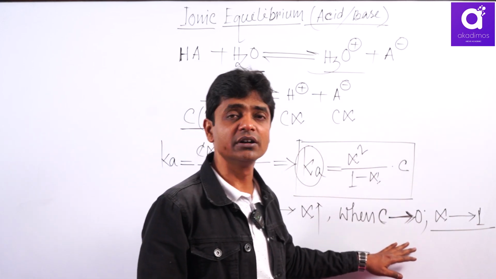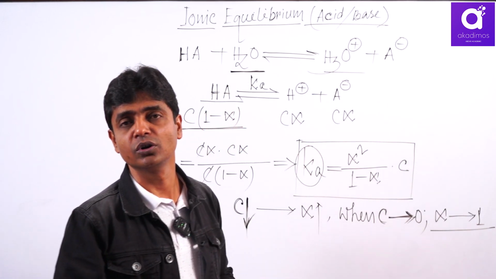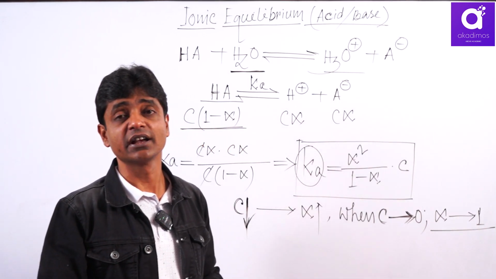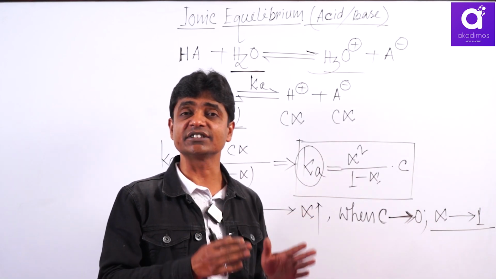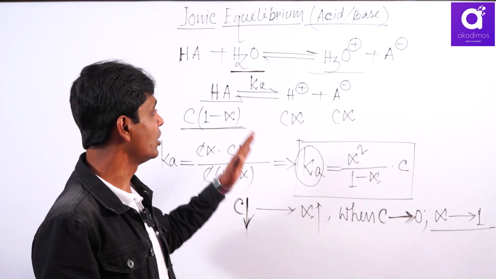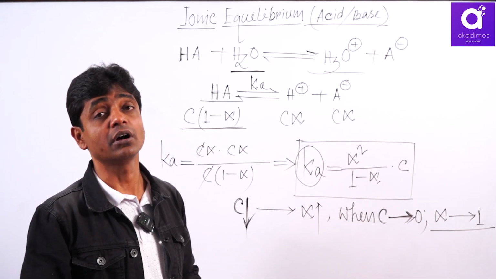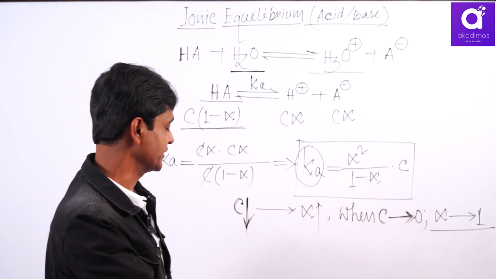This is Ostwald's dilution law. With an increase in dilution, the degree of dissociation increases, and when C tends to 0, that is infinitely dilute, then every acid becomes a strong acid. That means all acids will undergo 100% dissociation.